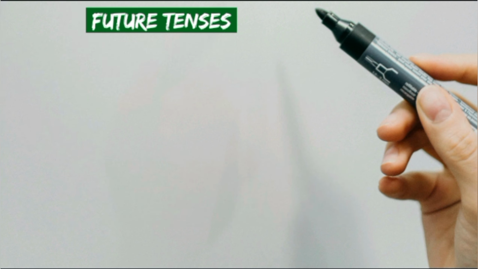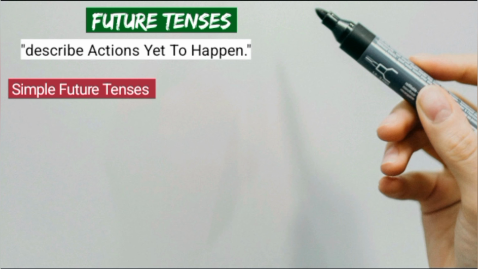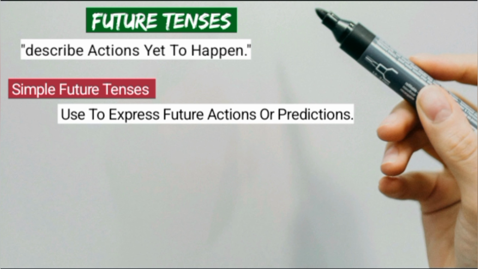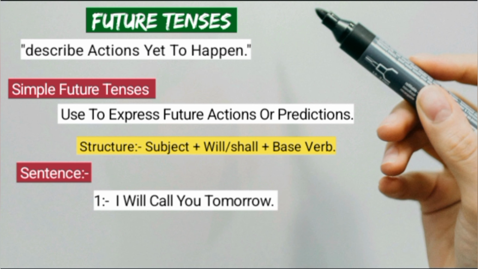Future tenses. Finally, let's explore the future tenses, which describe actions yet to happen. Number 1 is simple future tense. Simple future tense is used to express future actions or predictions. Structure: subject plus will or shall plus base verb. For example, I will call you tomorrow.